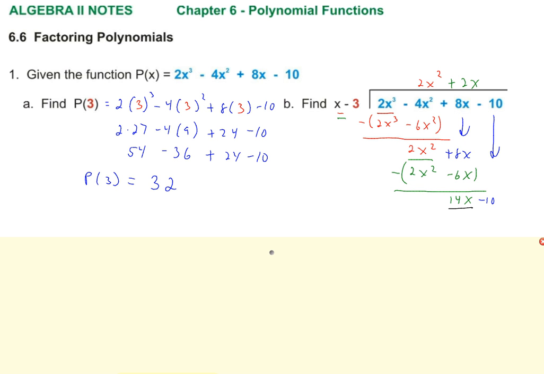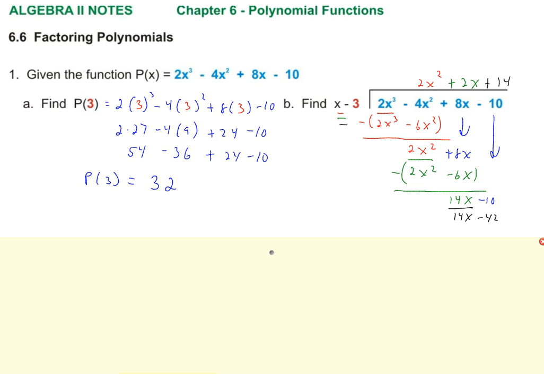All right, front divided by front. 14x divided by x is a positive 14. So x times that 14 is 14x. Negative 3 times 14, 28, 38, 42. Negative 42.